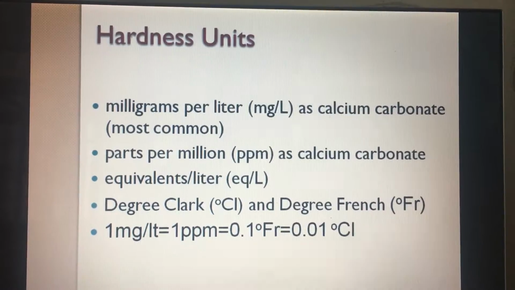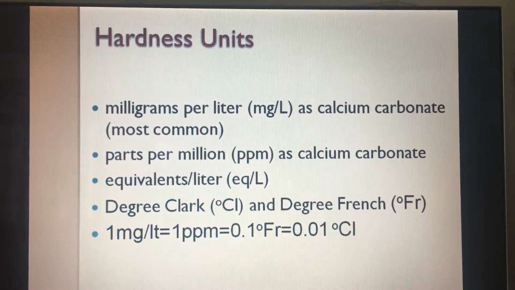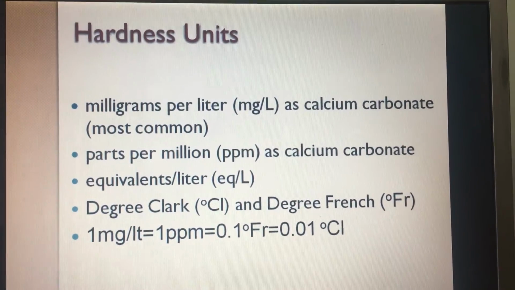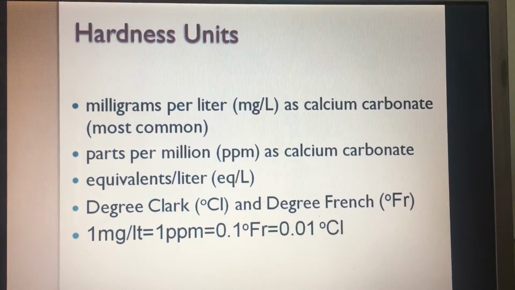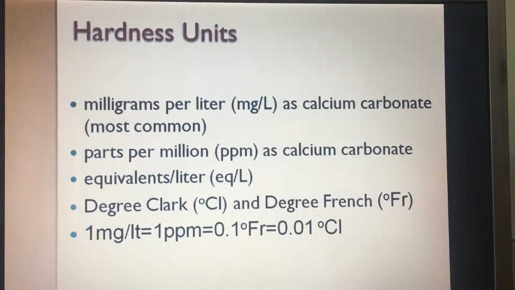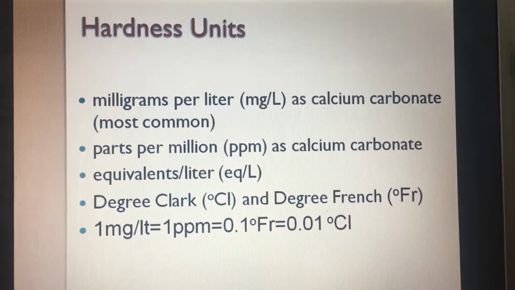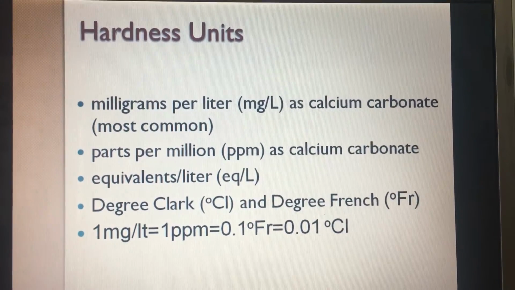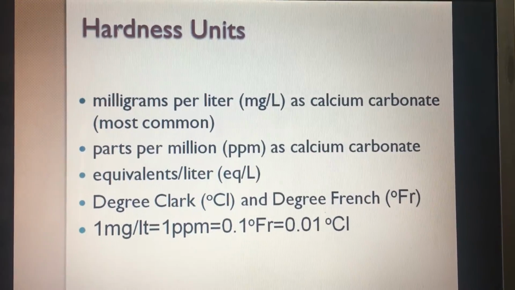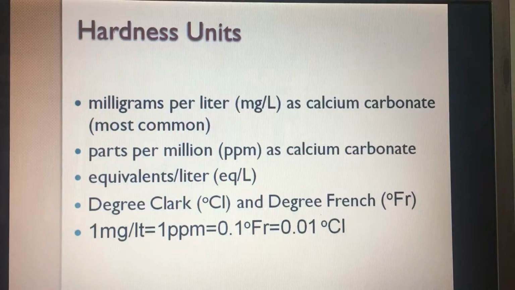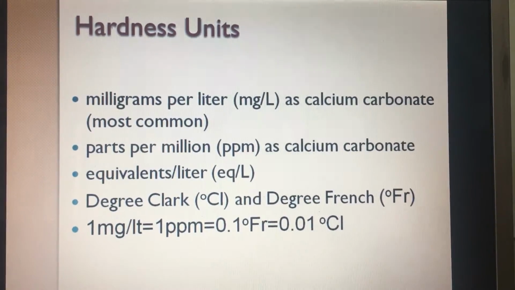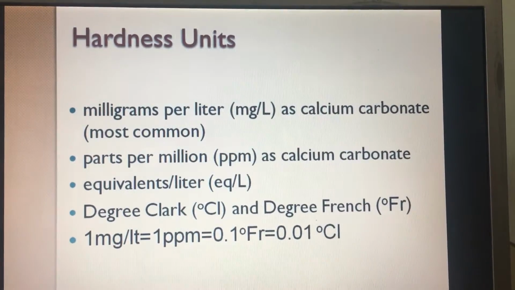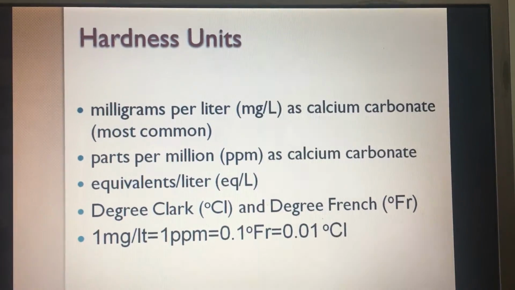Next, the hardness units can be expressed as milligram per liter, parts per million, degree Clark, and degree French. The relation between them is that 1 milligram per liter is equal to 1 ppm, which is equal to 0.1 degree French, and we use these in different equations.